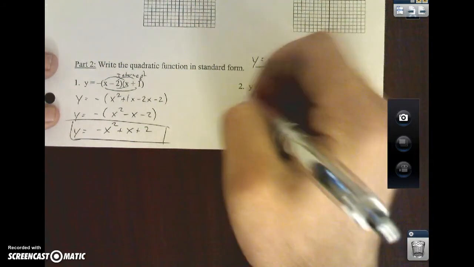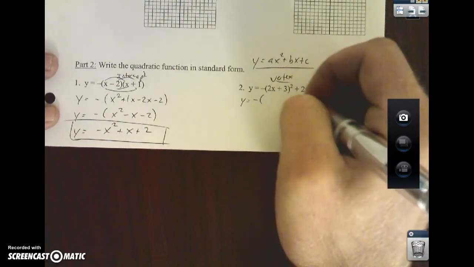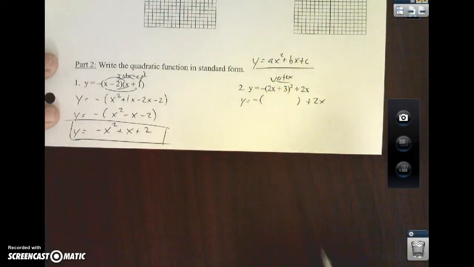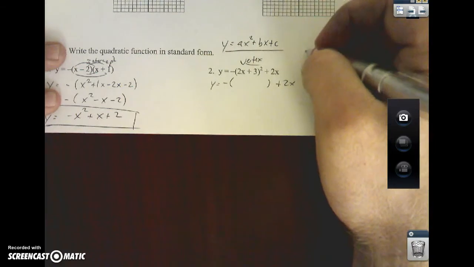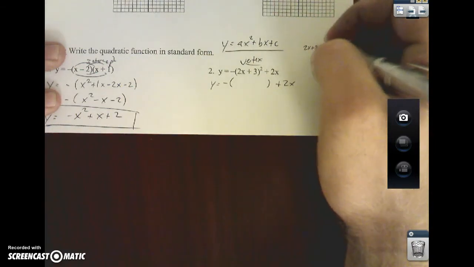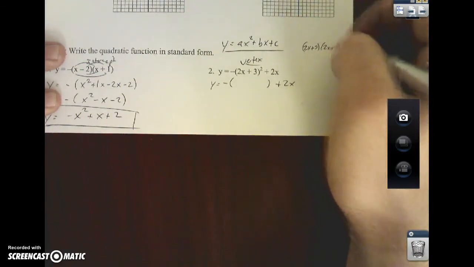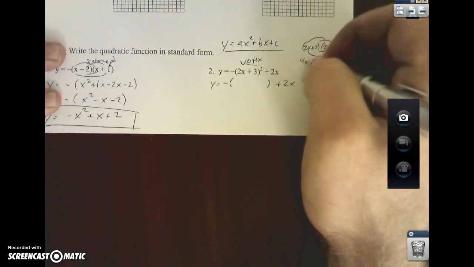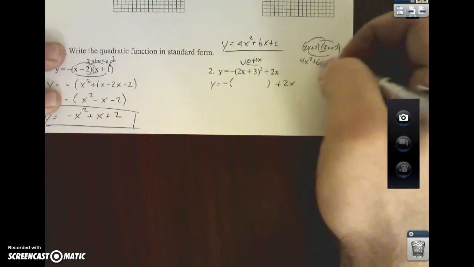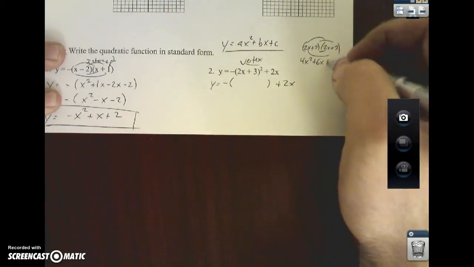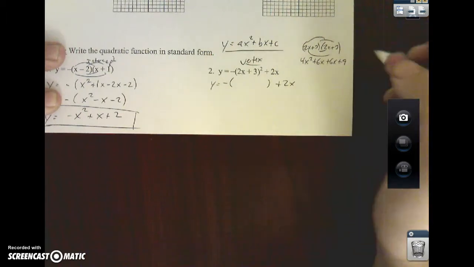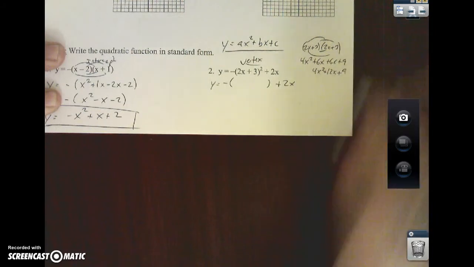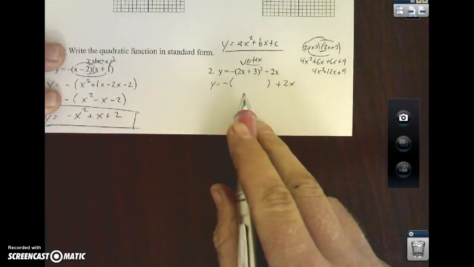I'm going to FOIL this out. So negative parentheses, and then that plus 2x stands out here. I'm going to do the FOILing off to the side for you guys so you can check this out. 2x plus 3 times the quantity 2x plus 3. First, outer, inner, last. 2x and 2x is 4x squared. 2x and 3 is 6x. 3 and 2x is 6x. 3 and 3 is 9. Combine like terms. We get that plus 12x in the middle. This goes inside my parentheses.